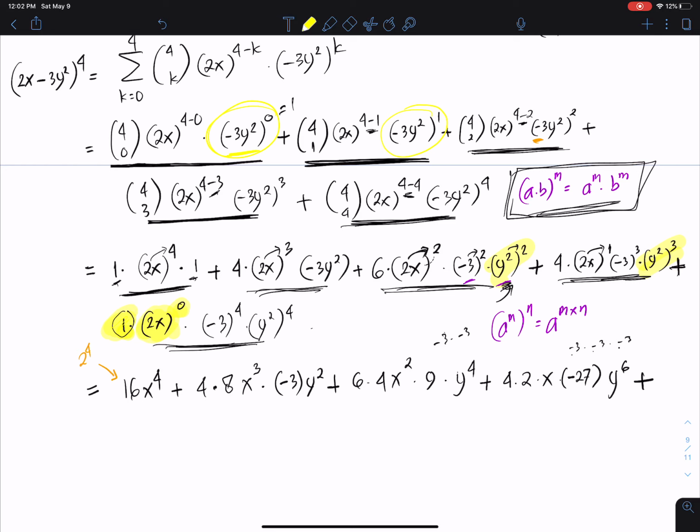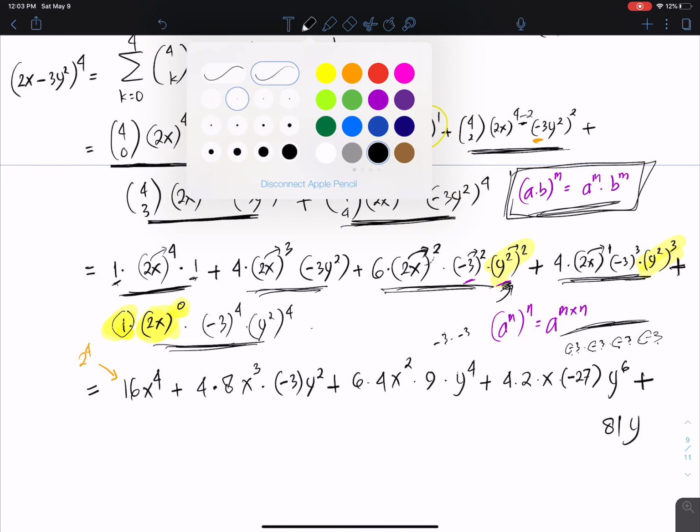Now left with what? Minus 3 to the power of 4. So minus 3 to the power of 4. So I will write down the calculation here. Minus 3 again. So 3 times 3 times 3 times 3, that will be 81. Minus times minus is positive, times minus is negative again, times minus again becomes positive again. So 81 is positive. And then y, what power now?